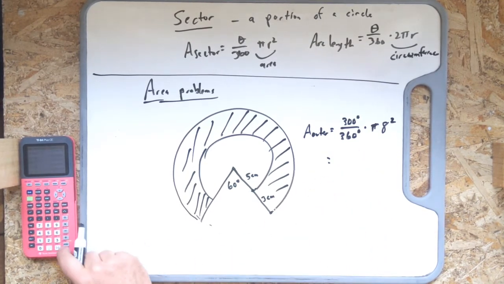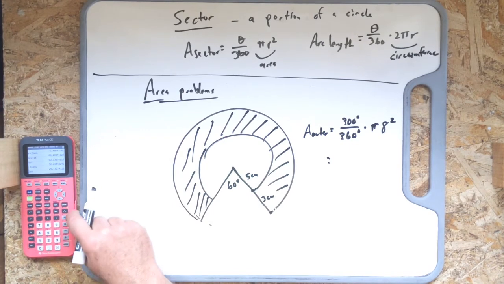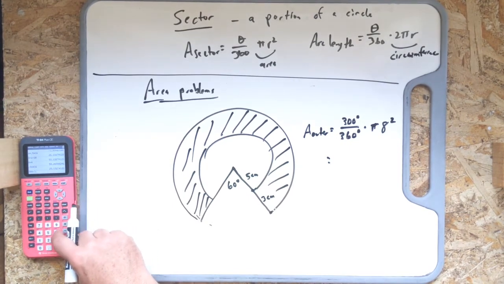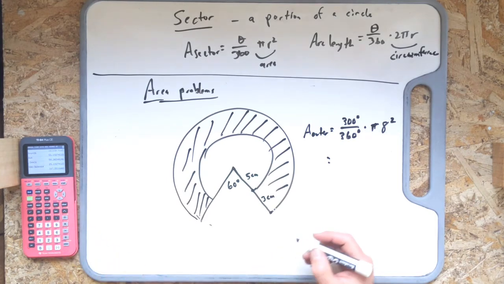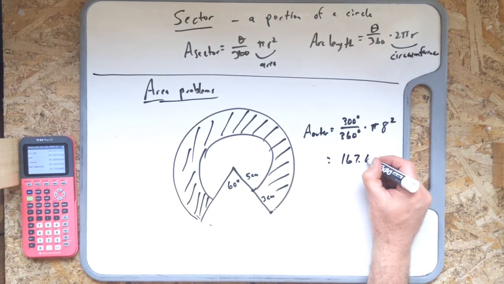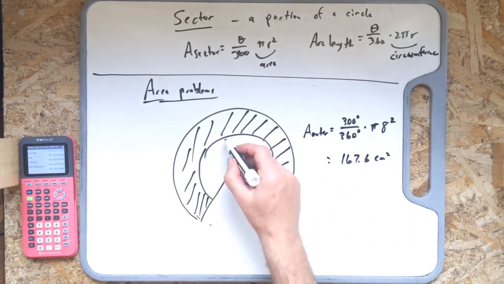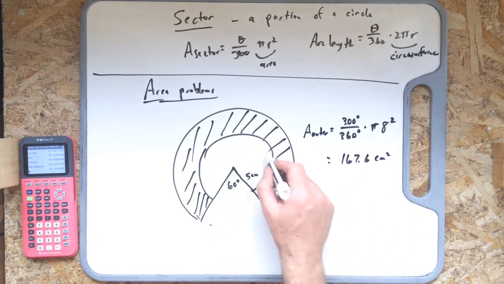I'll get a number for that. It is 300 divided by 360 times pi times 64, which is 167.6 square centimeters. That number assumes this is filled in, but it's not filled in. There's a hole in the middle.